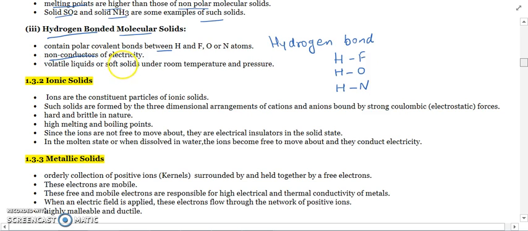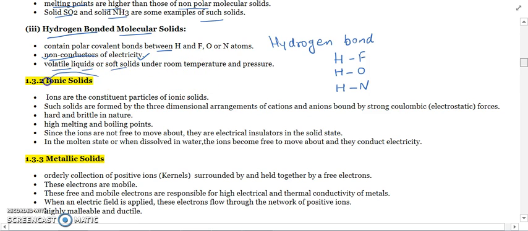All molecular solids are non-conductors of electricity. The common point among these polar, non-polar, and hydrogen bonded solids is that all are non-conductors of electricity. Lastly, hydrogen bonded molecular solids are volatile. These molecules are volatile, soft solids at room temperature.